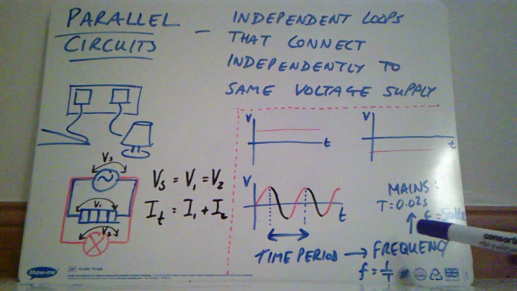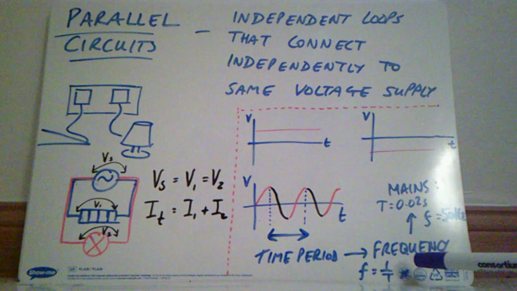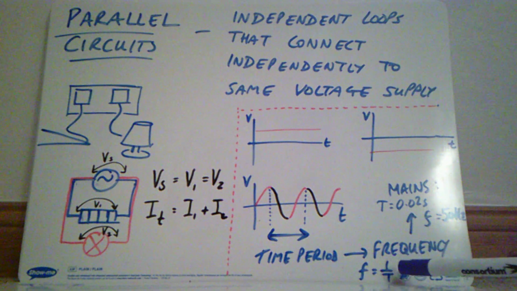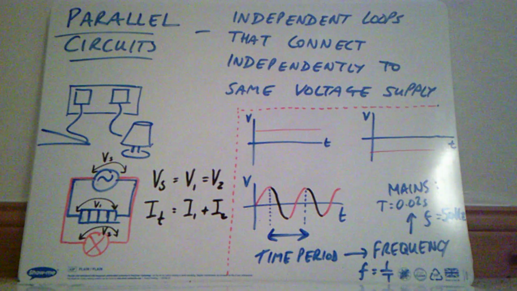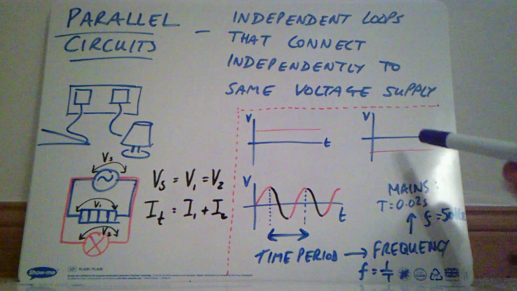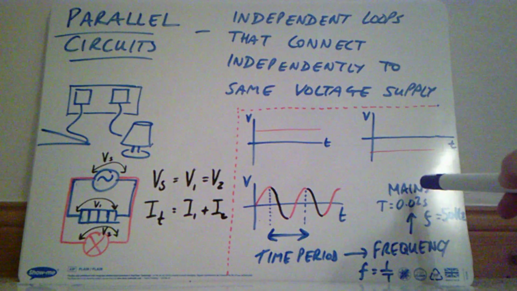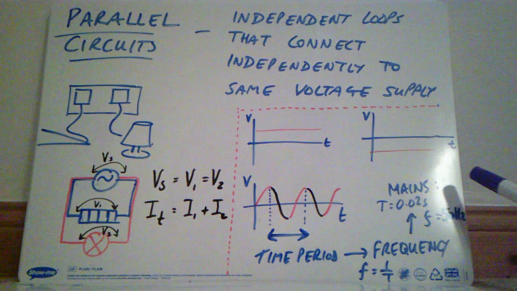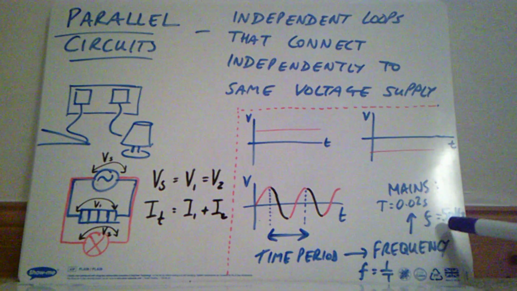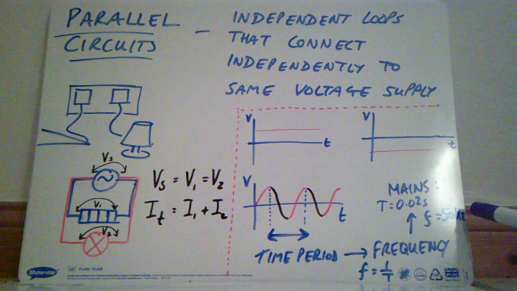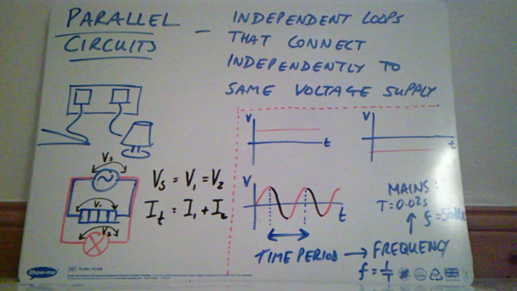Anyway, the time period then allows you to find the frequency by using the formula frequency is 1 over T, which is the number of times the push goes forwards and backwards every single second. So with the mains, the time period comes out to be 0.02 seconds, and if you do f equals 1 over T, the frequency comes out therefore to be 50 hertz. So the mains pushes forwards and backwards 50 times every second.